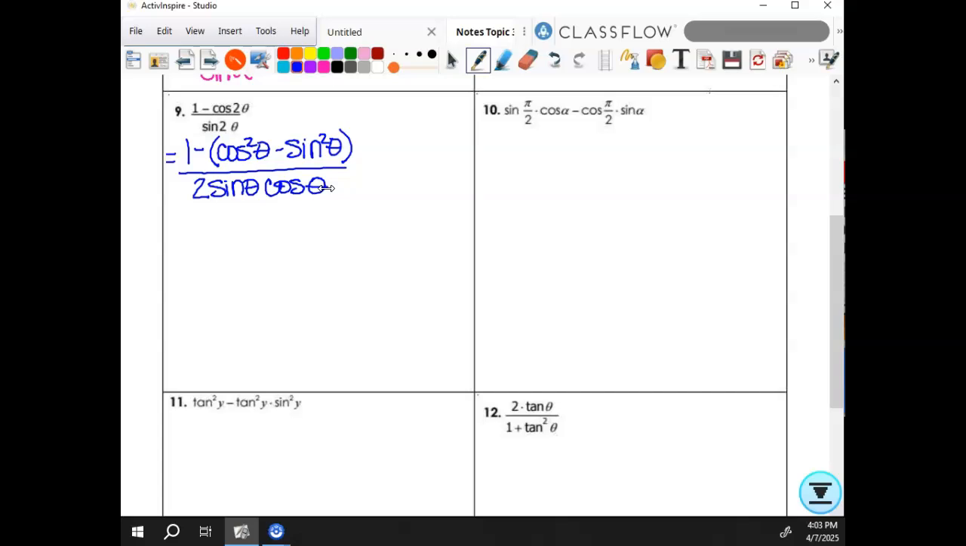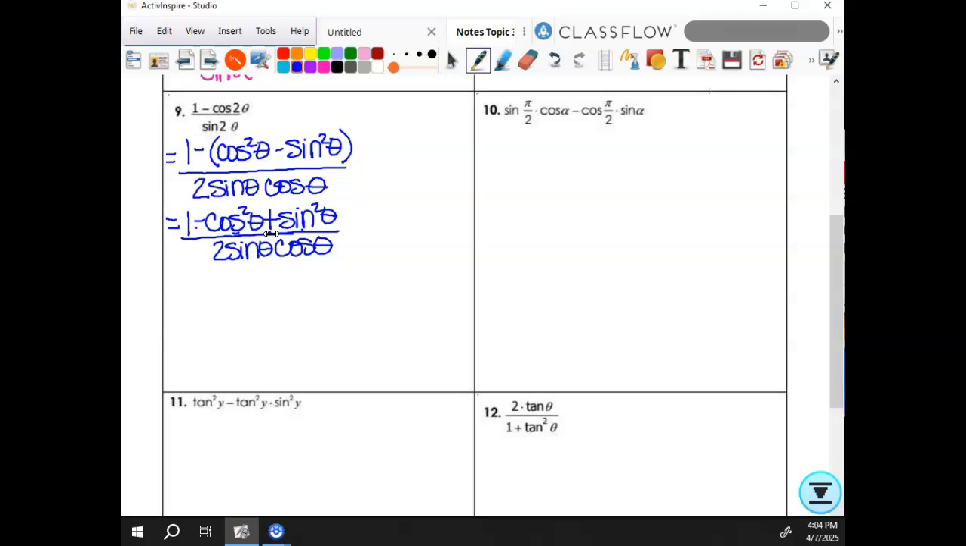All right. So in the numerator, I am going to distribute my negative. So that's 1 minus cosine squared theta plus sine squared theta all over 2 sine theta cosine theta. All right, so I know that my Pythagorean identity is sine squared plus cosine squared or cosine squared plus sine squared. Even though I see cosine squared plus sine squared, this does not equal 1 because there's a negative right there. Okay, so really I could rewrite this as sine squared minus cosine squared. So that is not my Pythagorean identity.